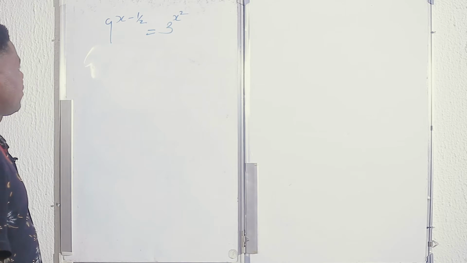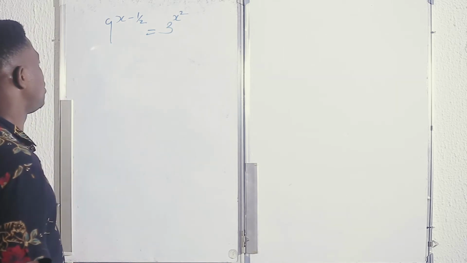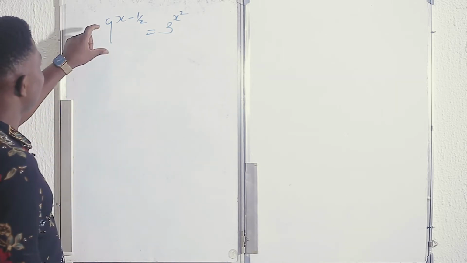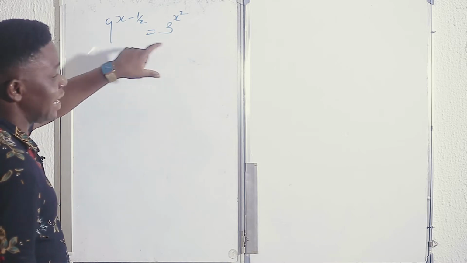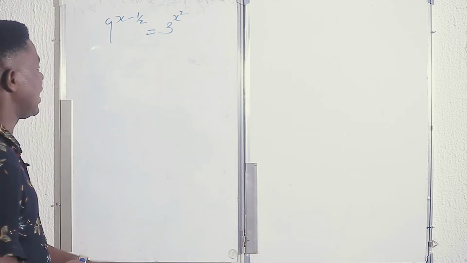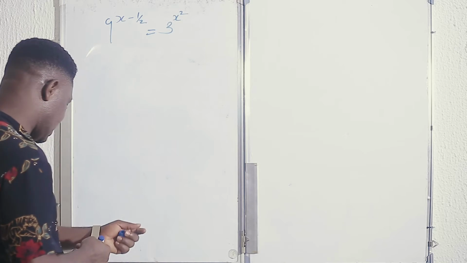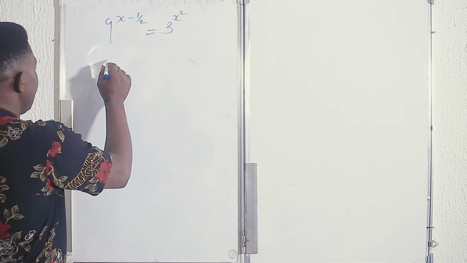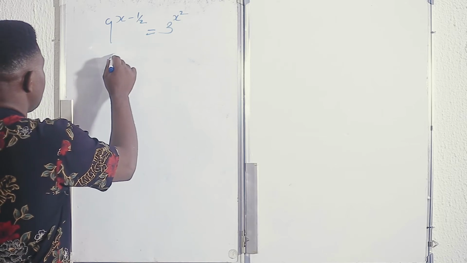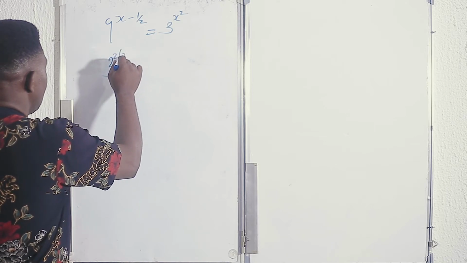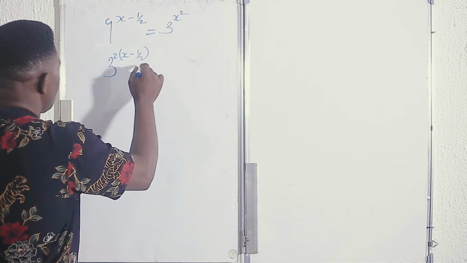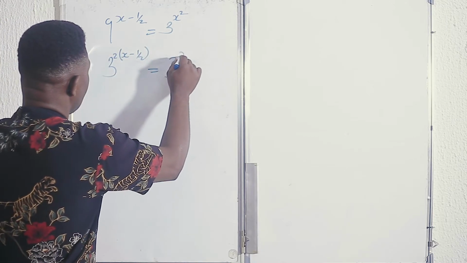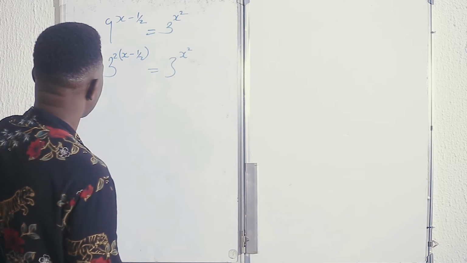So this is what we are given. We have to find the value of x. The first thing you do is to check if 9 and 3 are related in any way. Of course, we know that 9 and 3 are related because 9 is 3 squared. So you can introduce 3 here: 3 to the power x minus 1 over 2 equals 3 all raised to the power x squared.